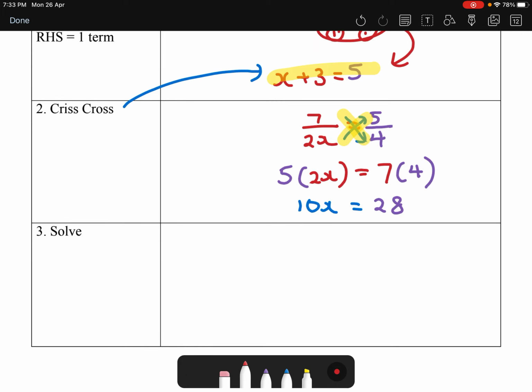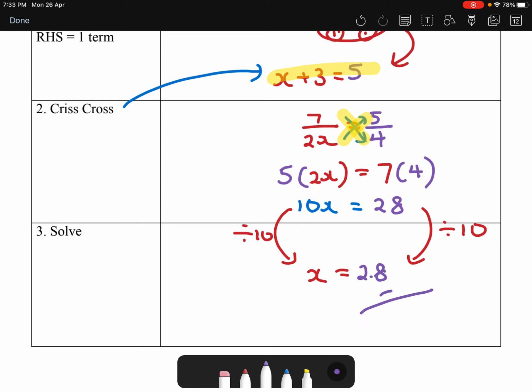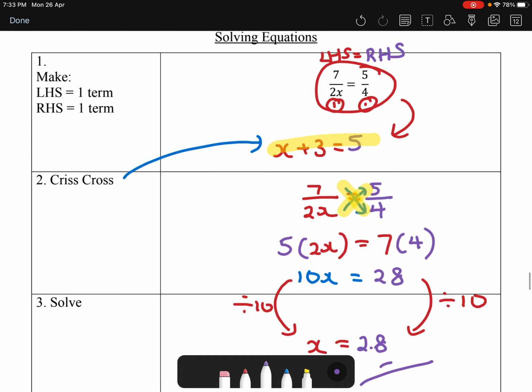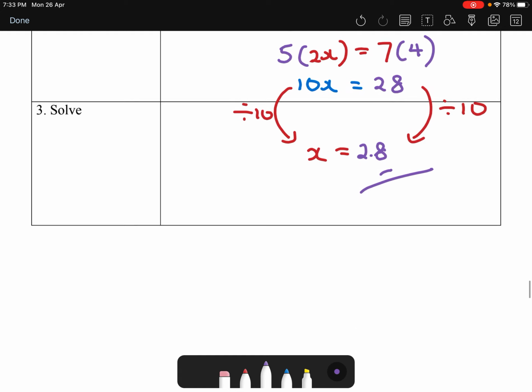Easy to solve, right? So the third step is to solve, because I don't want 10x, I only want x. So we divide by 10 on the left hand side and divide by 10 on the right hand side. So x is equal to 28 divided by 10, which is 2.8. So I have solved my algebraic fraction equation. This is how you solve the equation.